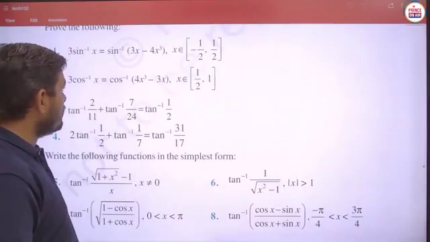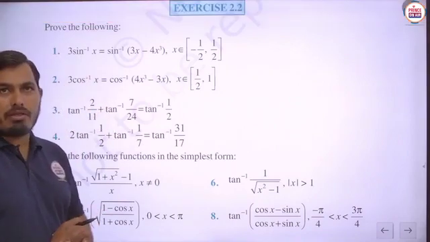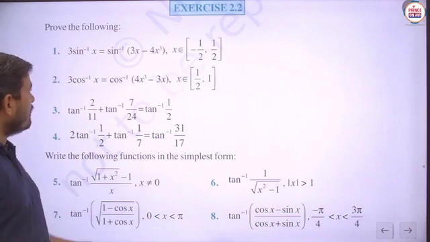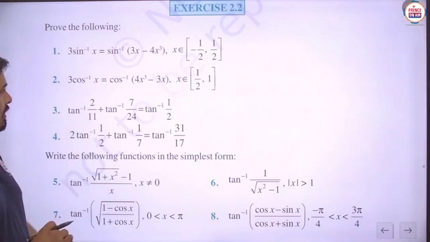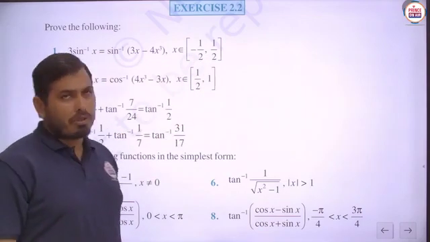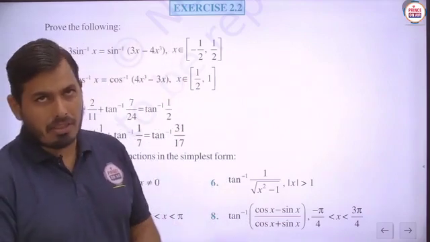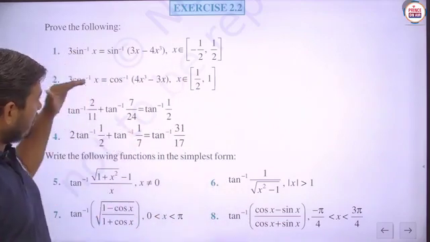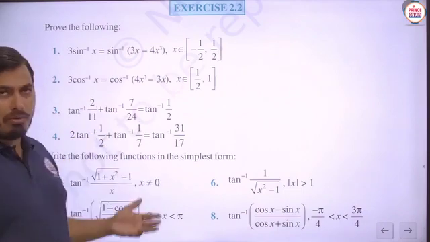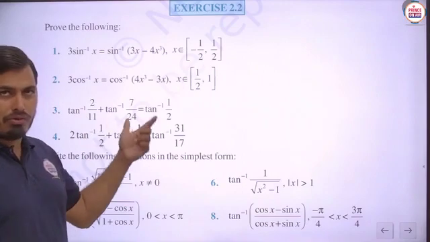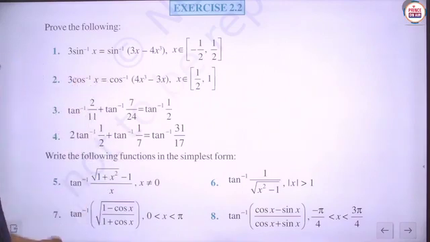In the very first question you can see: prove the following. 3 sin inverse x equals sin inverse of 3x minus 4x cube, where x belongs to the closed interval from minus 1 by 2 to plus 1 by 2. We already discussed this property in the theory part, but if such a question comes in your examination, we can check how the solution should be written. So we will take this question.